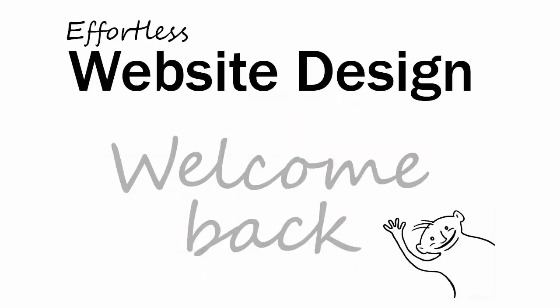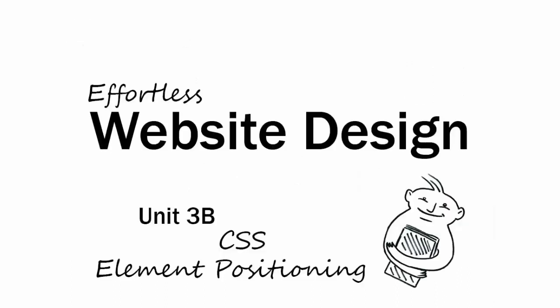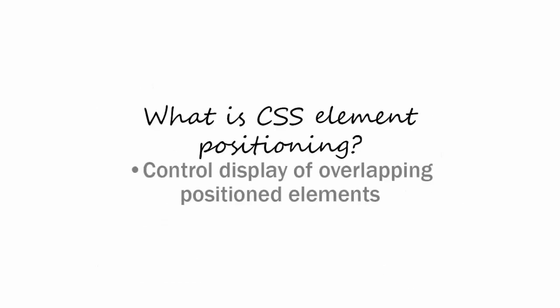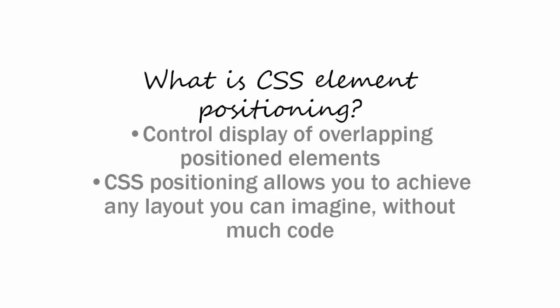Welcome back. Now that we understand the box model, we can look at how to use CSS in creative layout design. First, we need to understand that CSS element positioning is the ability of CSS to control the display of overlapping positioned elements. And it allows you to achieve any layout you can imagine without verbose code.